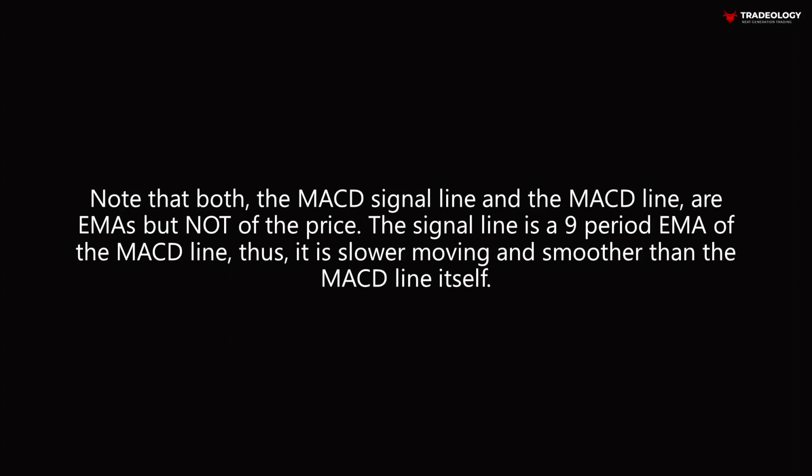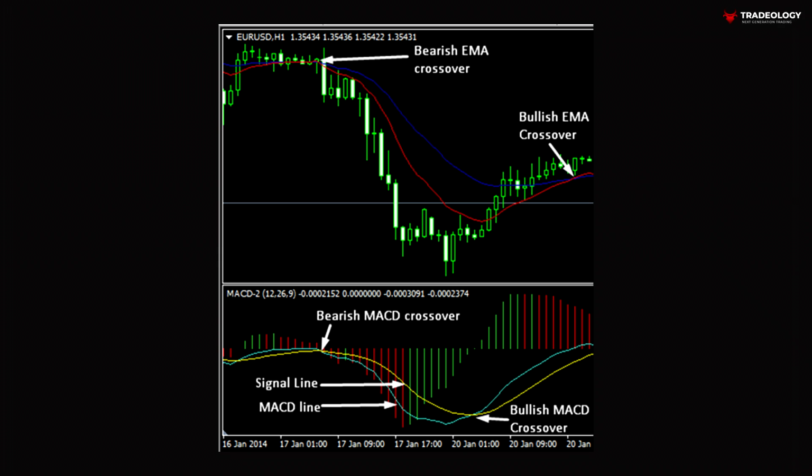Note that both the MACD signal line and the MACD line are EMAs, but not of the price. The signal line is a 9-period EMA of the MACD line. Thus, it is slower moving and smoother than the MACD line itself. So, in the image, a standard MACD with parameters 12, 26, and 9 is applied on a 1-hour EUR/USD chart. Along with this, a 12 EMA and 26 EMA of the price are plotted for reference.